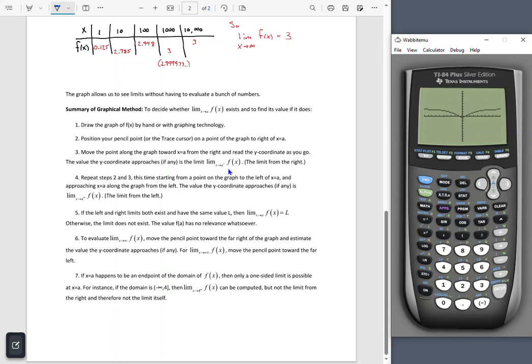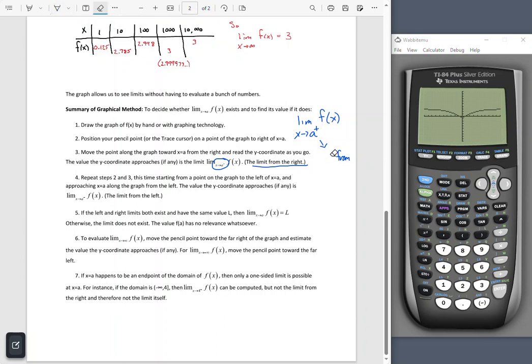Repeat steps 2 and 3, this time starting... And we just randomly drop some notation on you here. I can't even read my own notes. The limit as x approaches a with a little positive up here of f of x, that says the limit from the right.